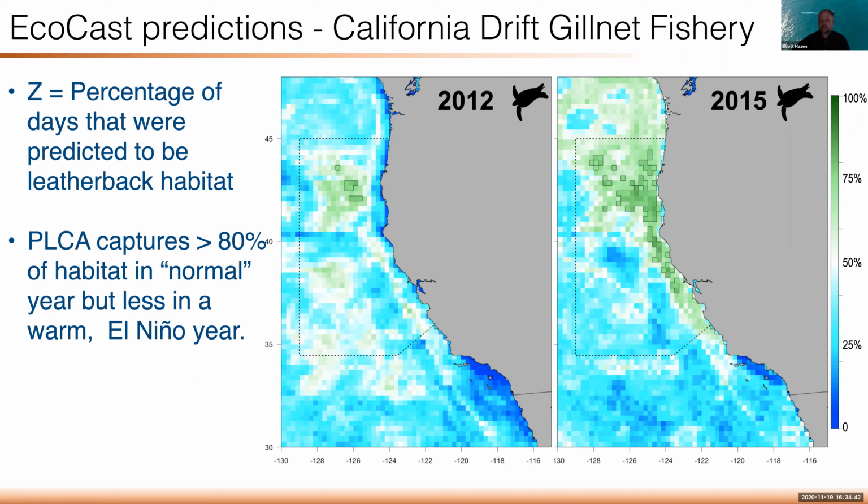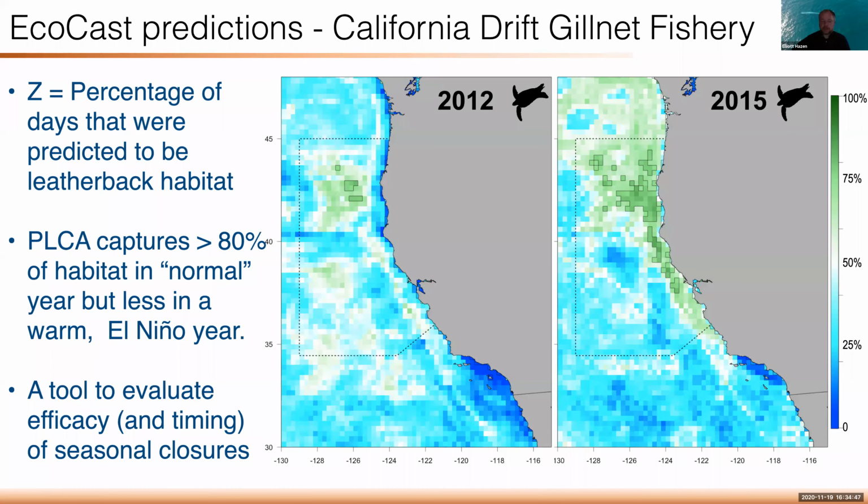So not only can we use this for direct management advice, but there are efforts actually right now on the East Coast. Dan Crear and Toby Curtis and colleagues are using these dynamic models to evaluate the efficacy and timing of closures. And in their case, they're dealing with MPAs, just to say, are the MPAs actually protecting as many shark species as we intended them to do?